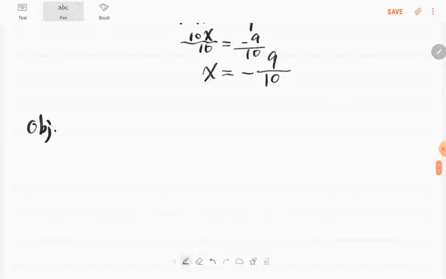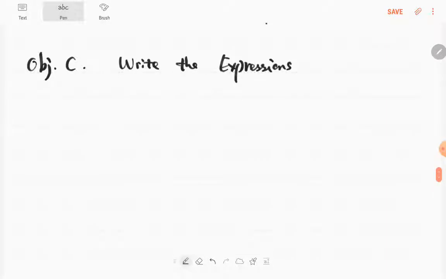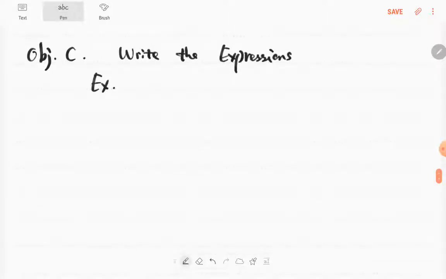So about objective C, we still need to try to write the expressions. Write the expression. Let's check. How can we write the expression of consecutive integers? So let's check this example, consecutive integers, x is the first of 2 consecutive.